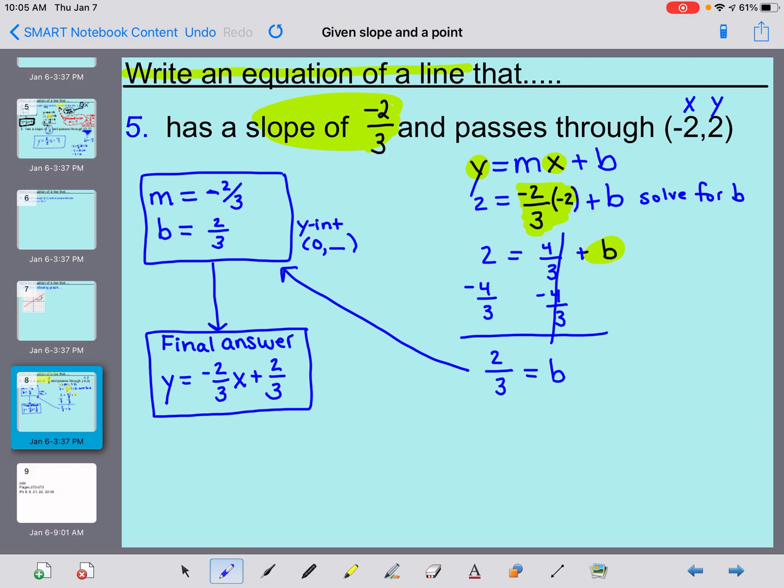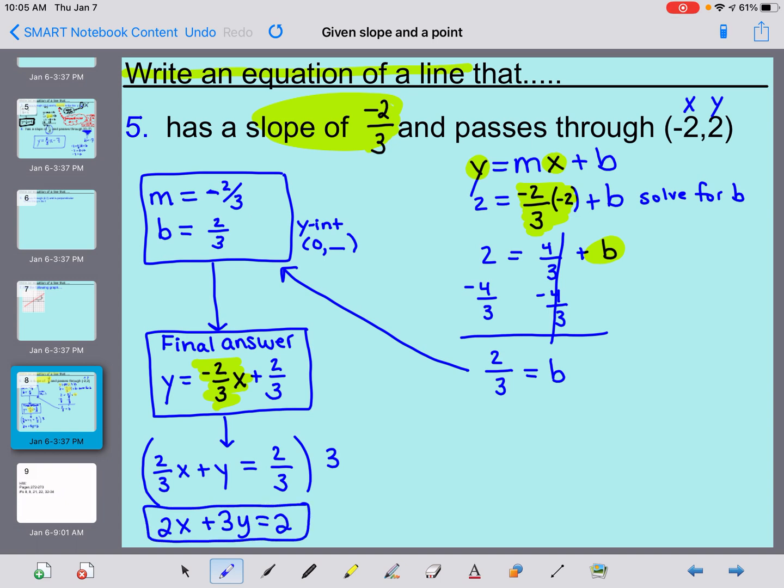A review of standard form. If I wanted to write this in standard form, take your X and move it to the other side. In this case, I would move it to the other side by adding it to the other side. So positive 2/3 X plus Y equals 2/3. We've got a frowny face. I can't have a fraction in this. So to get rid of the fraction, I'm going to multiply everything by that denominator number, 3. When I multiply every single term by 3, the fractions disappear. So this would be my final answer in standard form. Up here, this is my final answer in slope-intercept form.